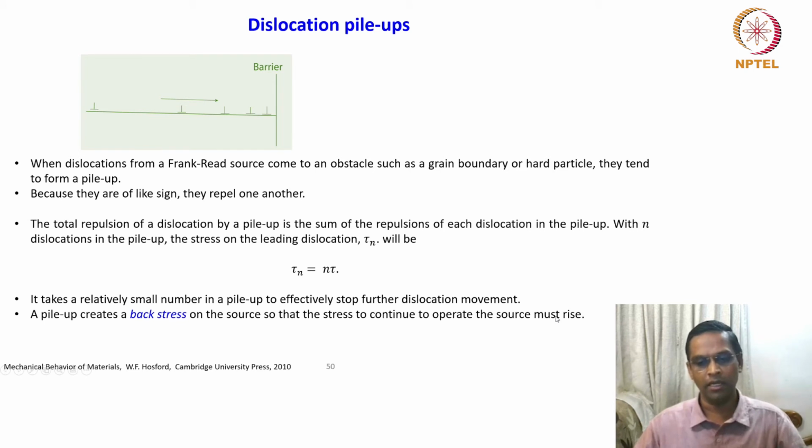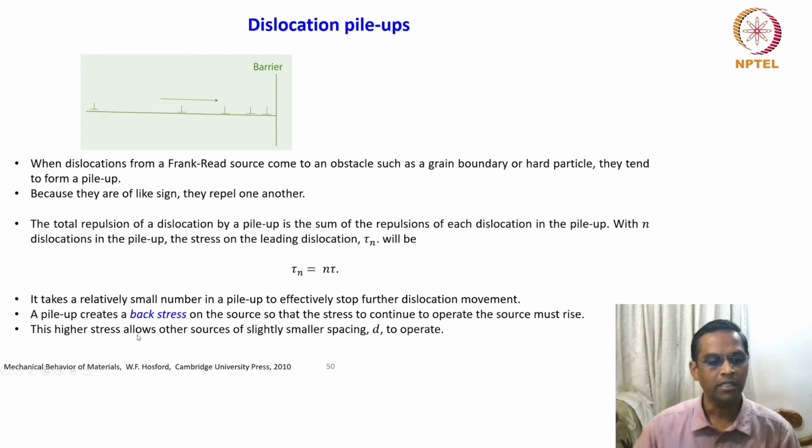As I mentioned, this parameter will be useful while we are looking at the work hardening behavior. This higher stress allows other sources of slightly smaller spacing D to operate, obviously. Just previously we have seen, if the D becomes small, you need a higher stress. So when the higher stress comes, even closely spaced particles will also generate Frank-Read sources of dislocation. That's the idea, right?